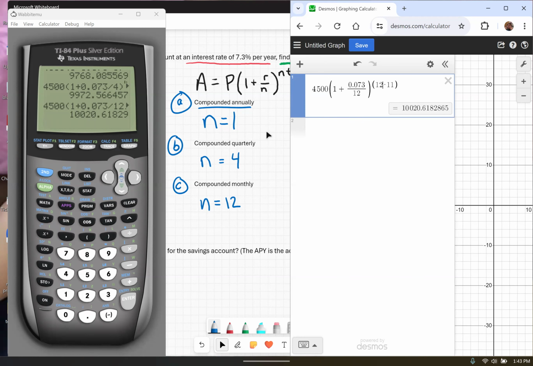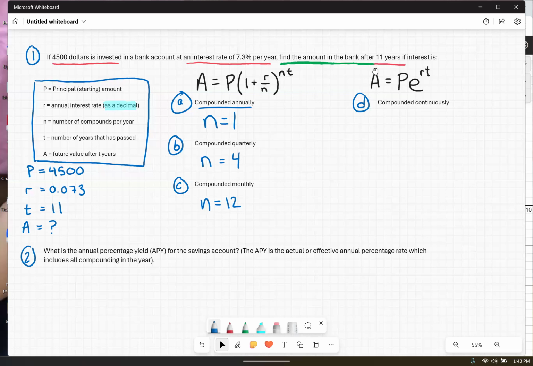Okay, and now for the fourth case, the compounded continuously, it's the same P, same principal, 4,500, the same rate, 7.3%, same time, 11 years. There's no N because we're not compounding at specific intervals. It's compounding continuously. So there's a little bit of math that goes into play between this one and this one.